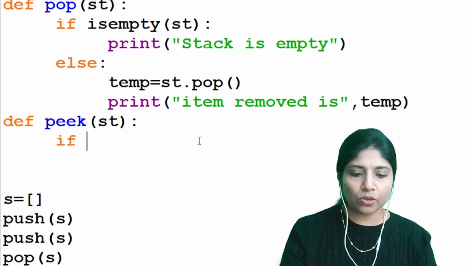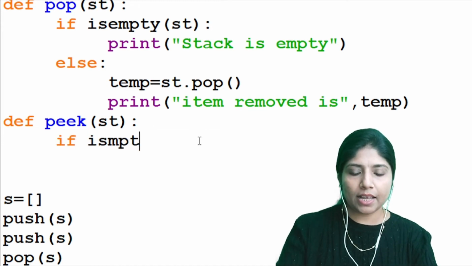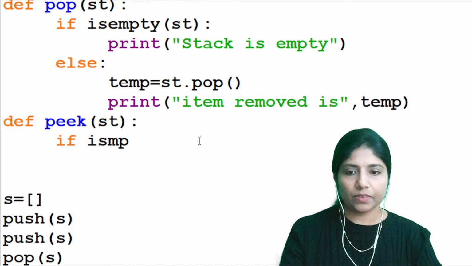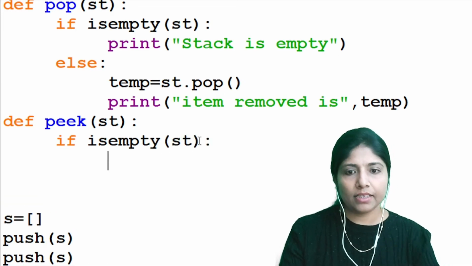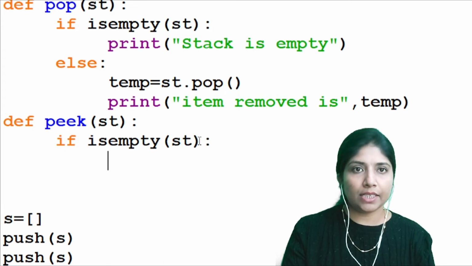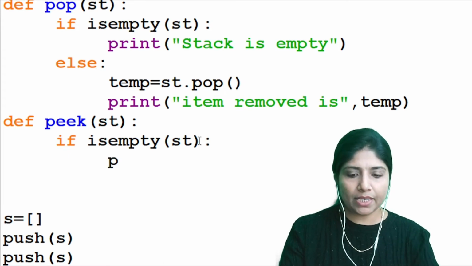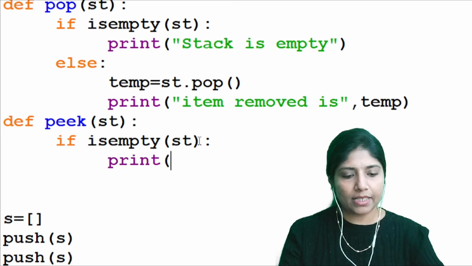So here also we will be writing isEmpty, and inside this we have to pass the stack. If it gives true, we have to give the message print stack is empty.